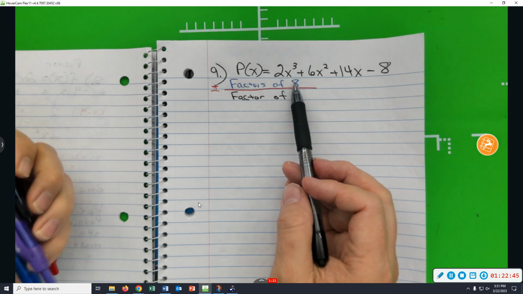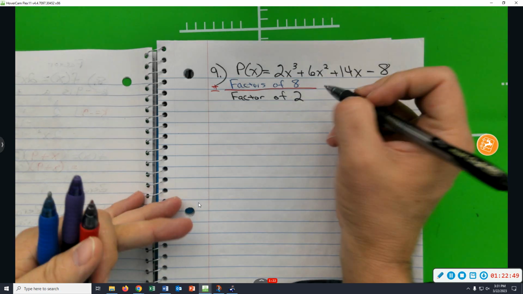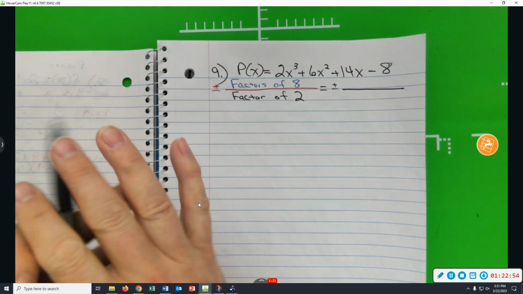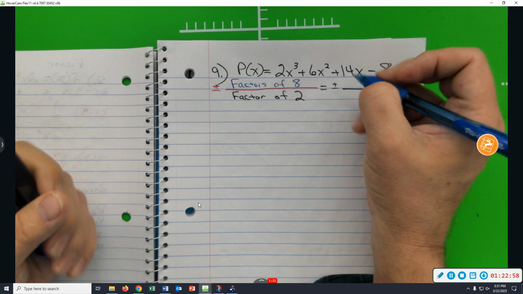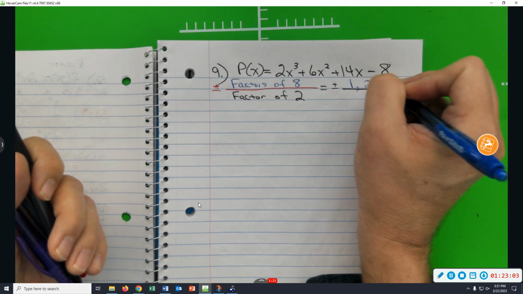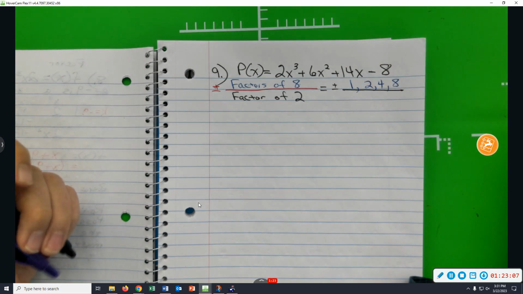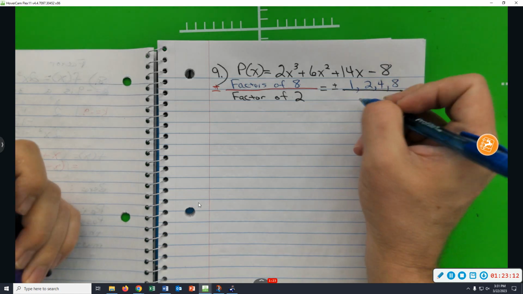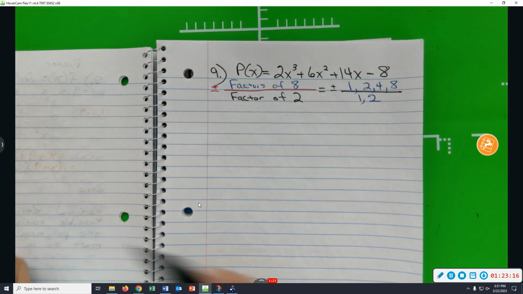Let's write out all the factors of 8. What numbers multiply together to give 8? 4 and 2. Okay, 4 and 2 and? 8 and 1. Okay, I think I'm going to write them in numerical order. It's 1 and 8, 2 and 4. What about the factors of 2? 2 and 1. Okay, I'm going to write them in numerical order again. 1 and 2.